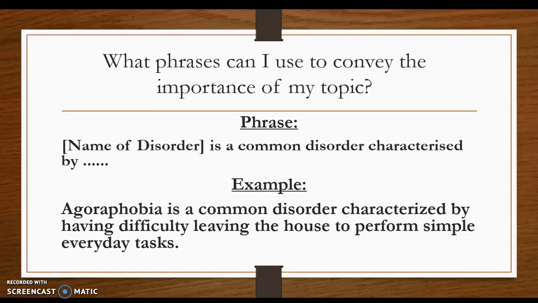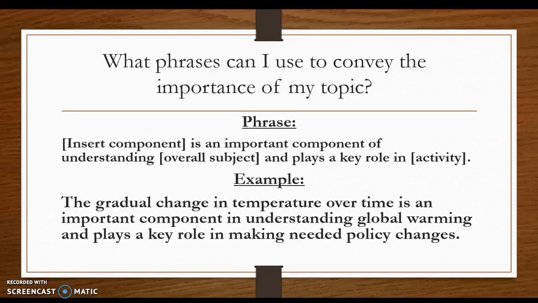for your reader. Name of disorder is a common disorder characterized by. So if you're wanting to go into certain types of illnesses to discuss, or some other type of disorder such as this one, agoraphobia is a common disorder characterized by having difficulty leaving the house to perform simple everyday tasks. So they're saying it's common, therefore it's important to discuss this.